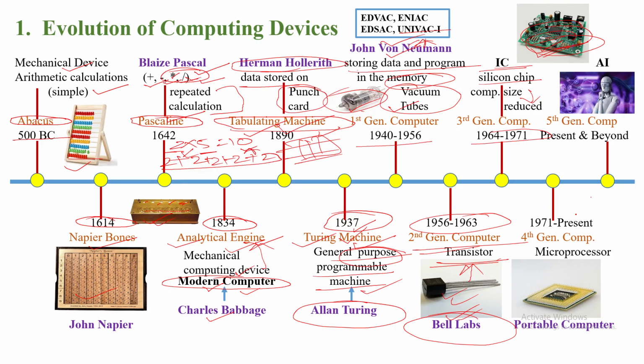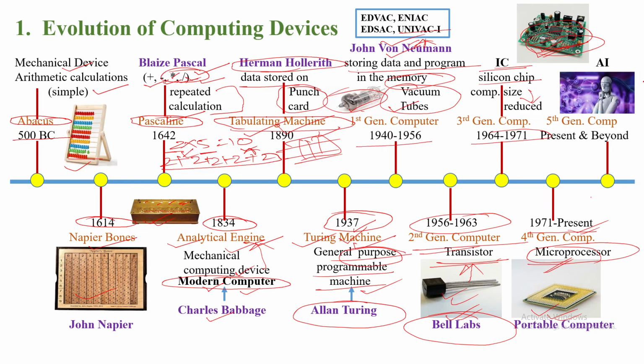Then afterward, the fourth generation computer, 1971 to present, meaning it's still going on. Here the microprocessor was invented. Now it is a portable computer, like your laptop or tablet, meaning easy to carry. Before that it was difficult to carry the computer. Nowadays it is very easy to take anywhere, so that's why it is called a portable computer. And it happened because of the microprocessor.